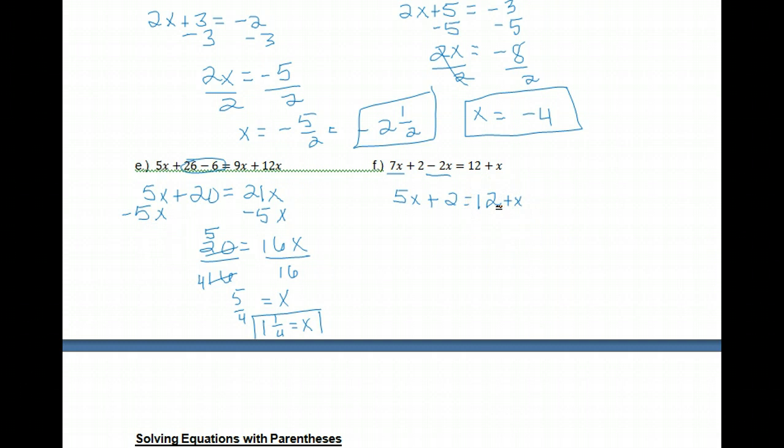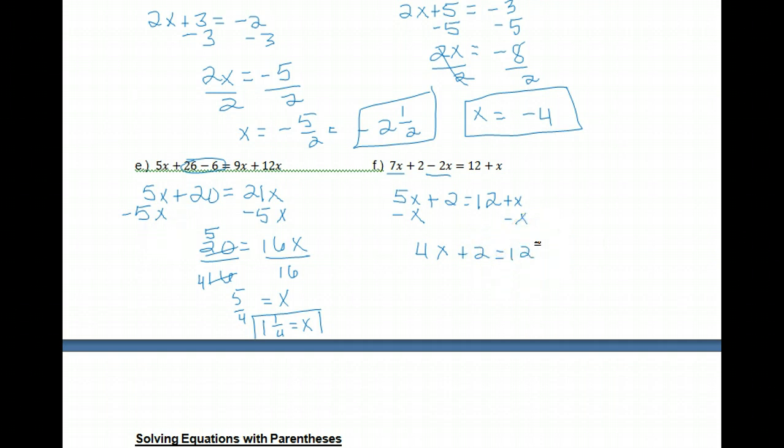As you're analyzing the next line of this equation, since you do not have a variable term that is isolated per se, you should move the one that has the smaller value. So we'll move our 1x. So we will subtract x from both sides. 5x minus 1x makes 4x plus 2 equals 12.